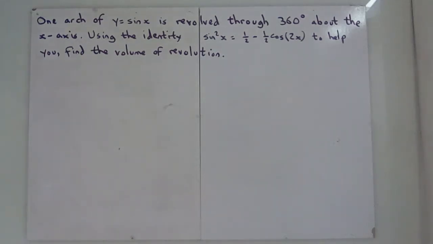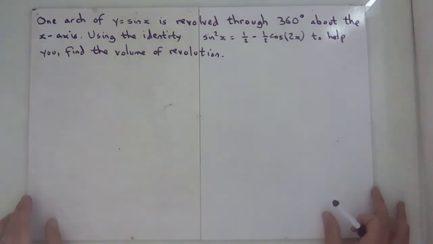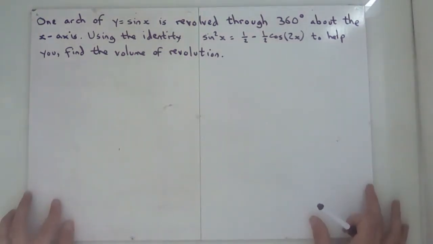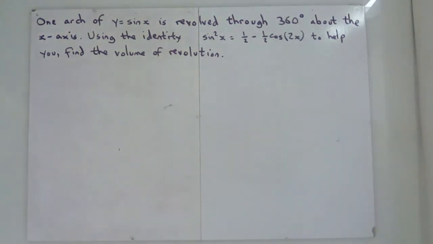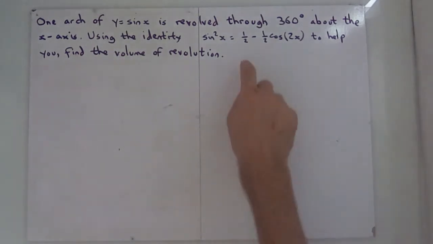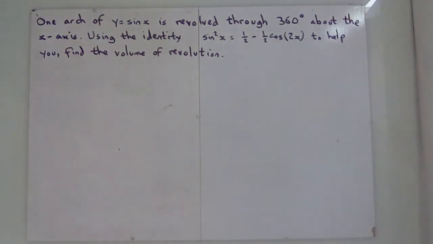An arch of y equals sine x is revolved through 360 degrees about the x-axis. Using the identity sine squared x equals a half minus a half cos 2x to help you find the volume of revolution. So that's very friendly doing that. Saved us a lot of lines of work using double angle identities and whatnot. That is really quite good.